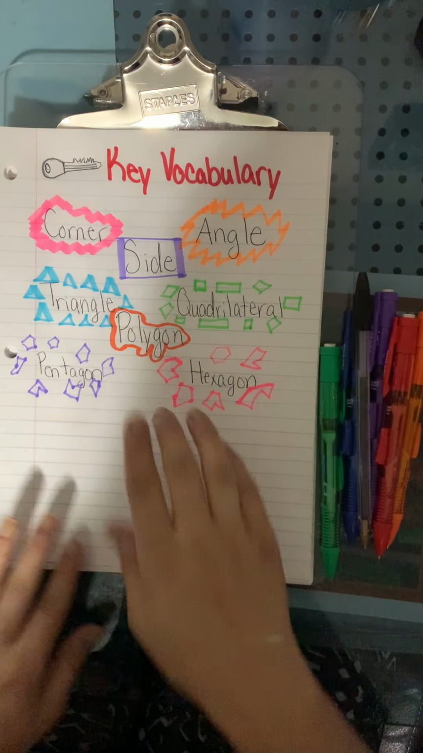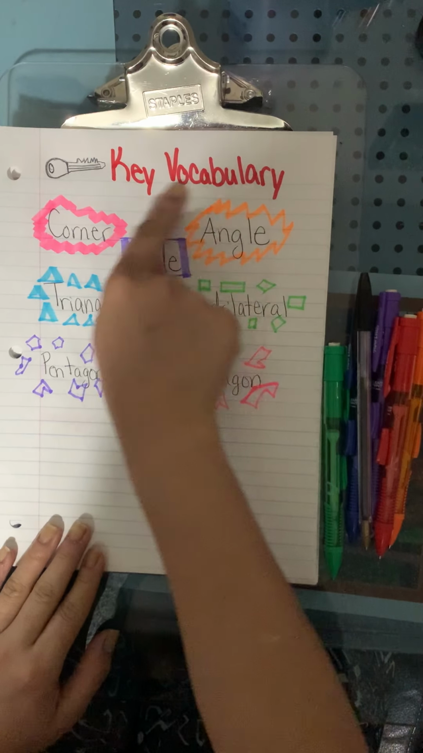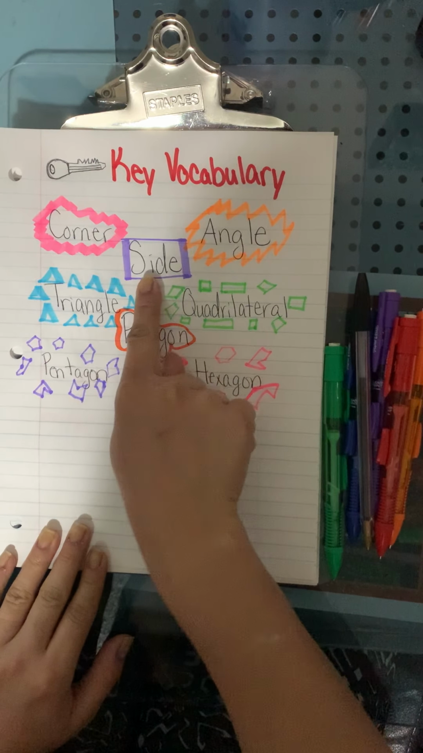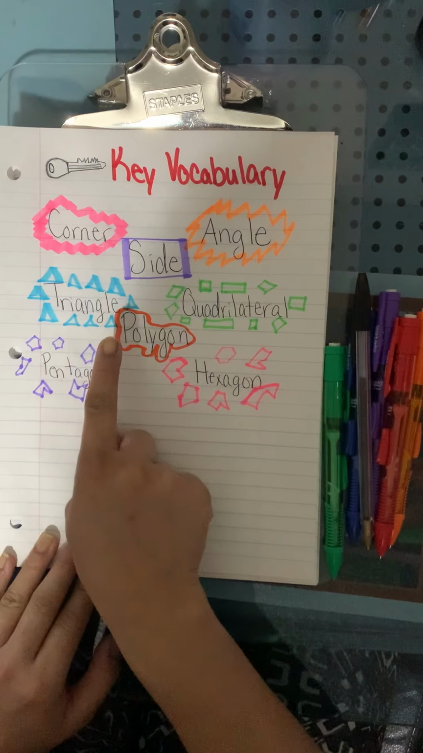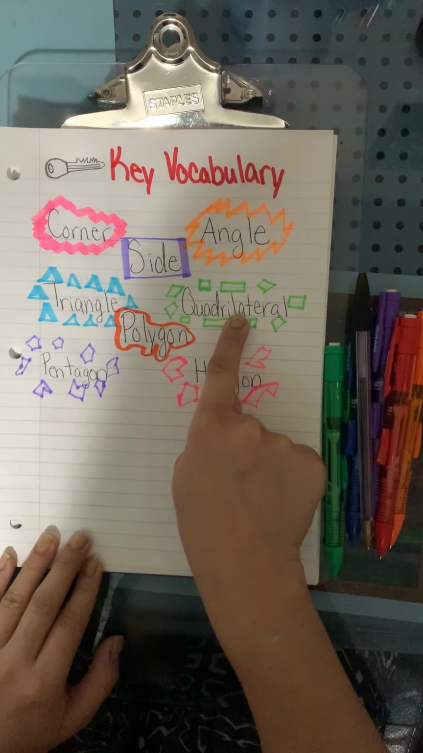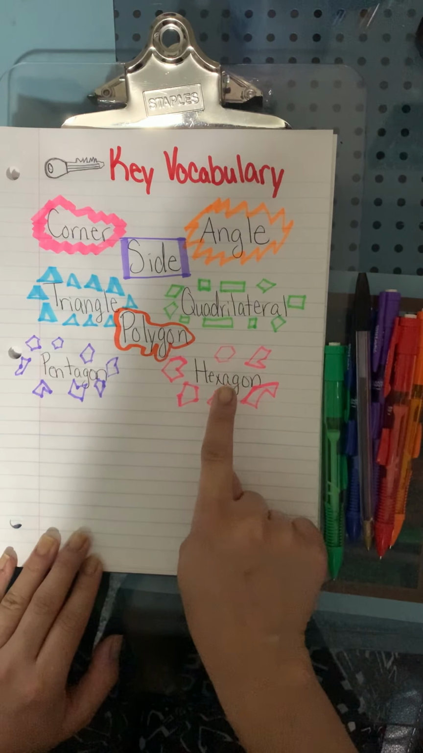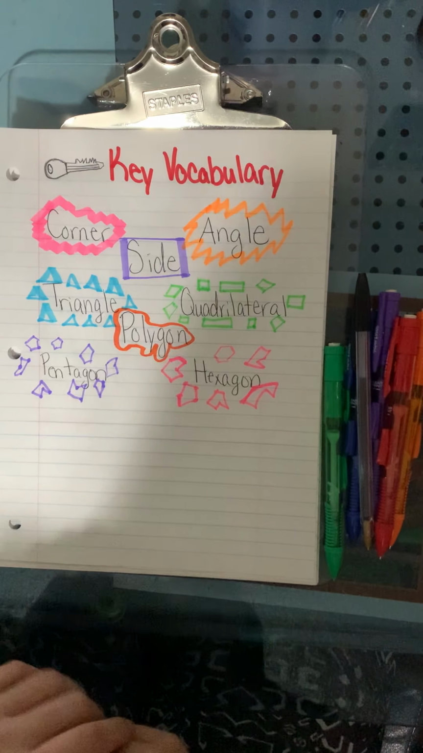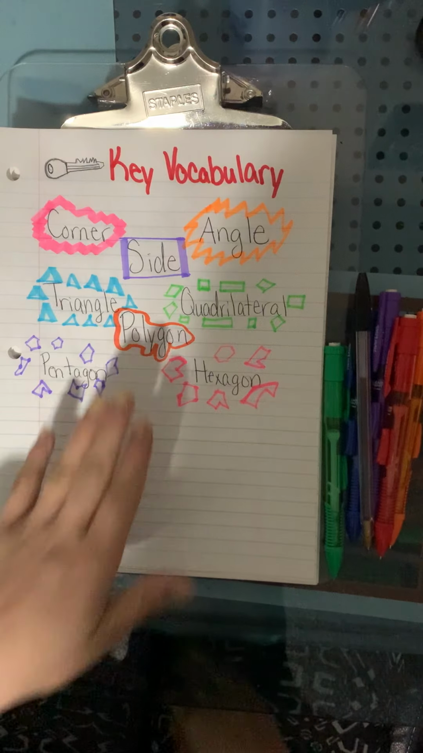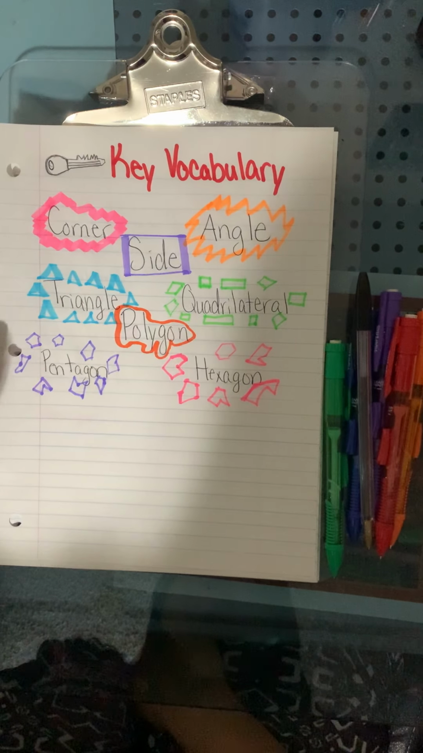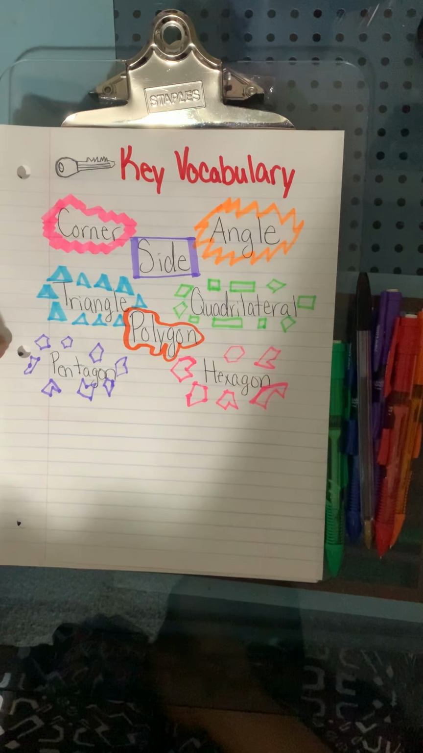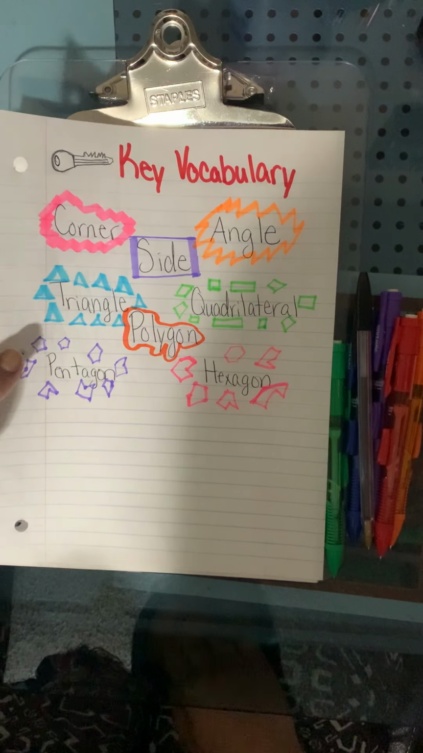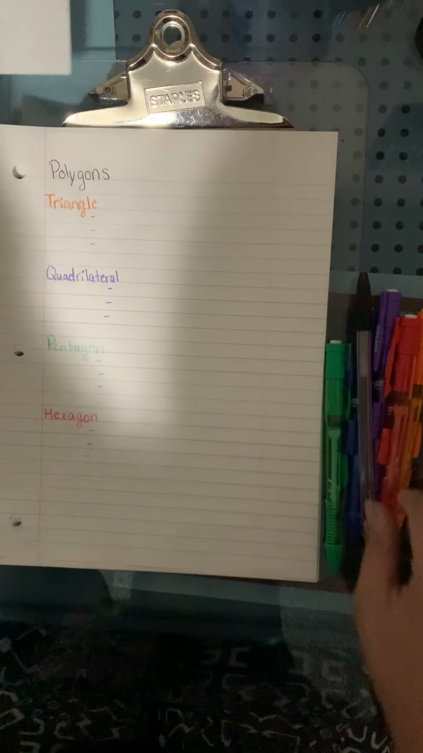Right here in front of us, I have key vocabulary. Today we're going to talk about corners, sides, angles. We're going to talk about triangles, quadrilaterals, pentagons, hexagons, and polygons. So I want us to look at the word polygon. That's the first word we're going to cover in today's lesson. The word polygon. Okay? Let's jump right in.